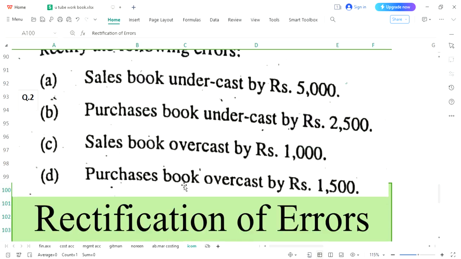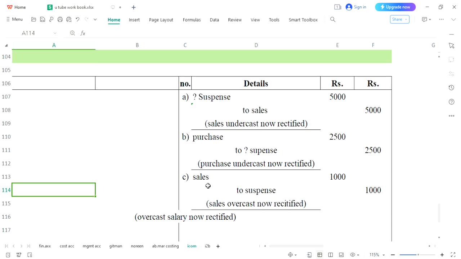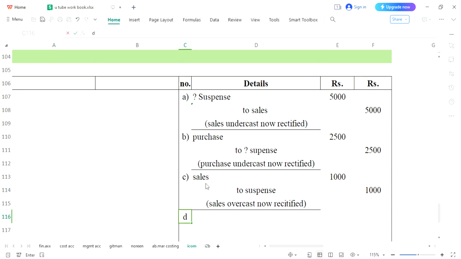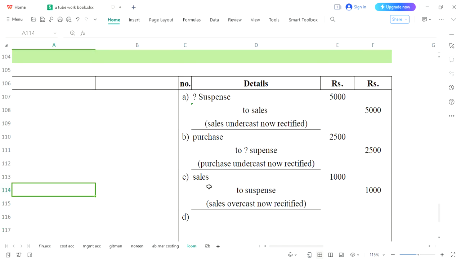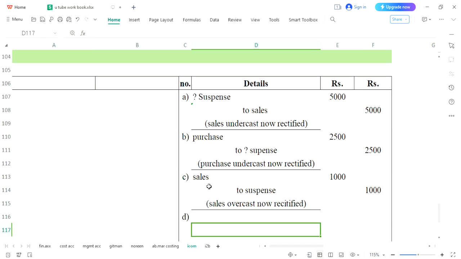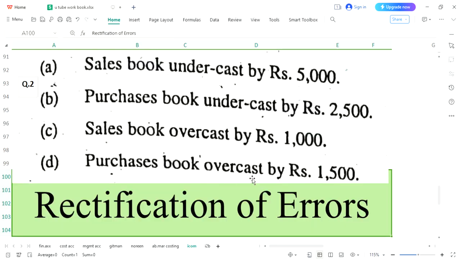D, purchase book overcast. First we will see what is the original side of purchase. Purchase is an expense, it should be written on debit side. So purchase debit, original side debit, but it is overcast. In overcast we will choose the opposite side. Original side debit. In case of overcast we will choose credit side, and here you will come to credit side and will write to purchase. Okay, let's see how much amount, and that is 1500.